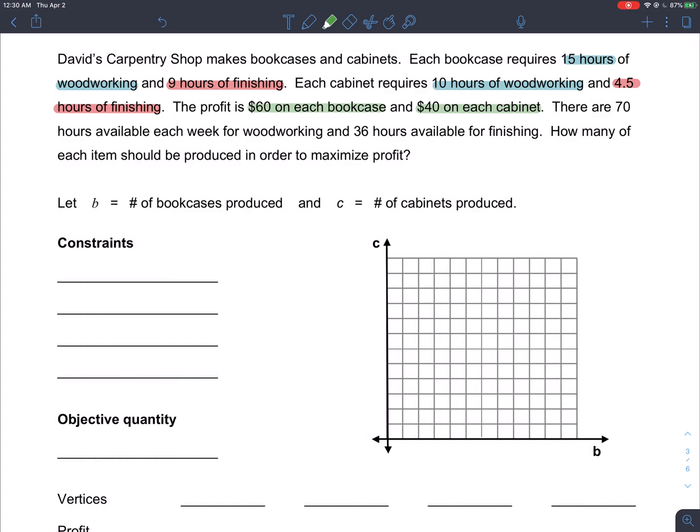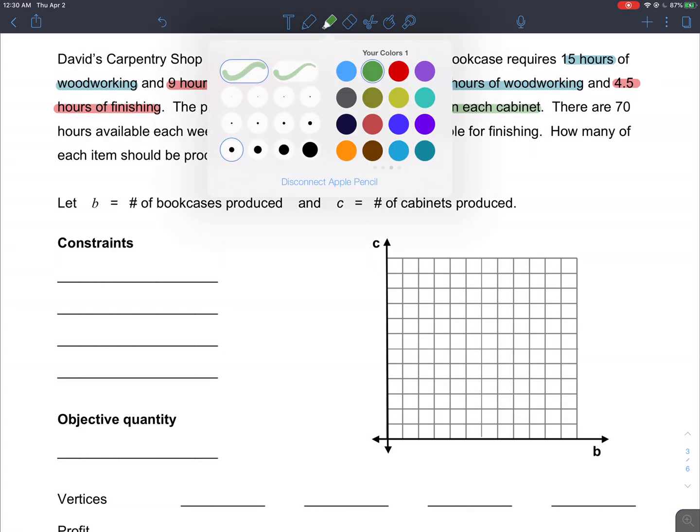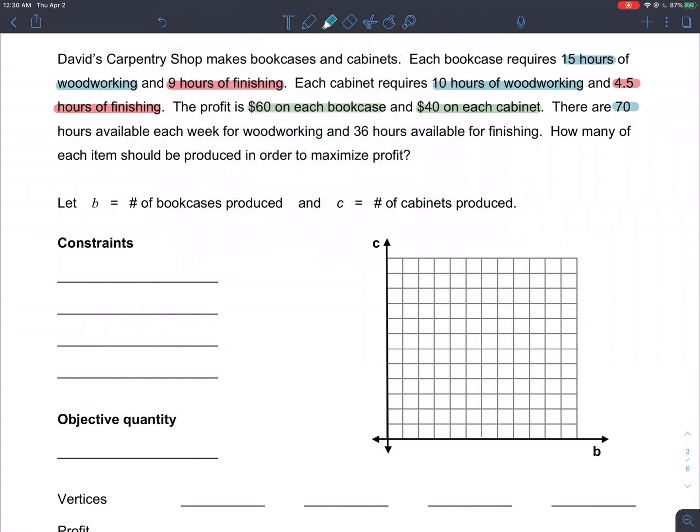Rolling on here, they tell us that there are a total of 70 hours available each week for woodworking, and there are 36 hours available for finishing. And you can see now why I was highlighting in these specific colors and trying to color code stuff. Because they gave us information about the bookcases and its woodworking, and information about the cabinet and its woodworking, and then they said the total woodworking hours available is 70.